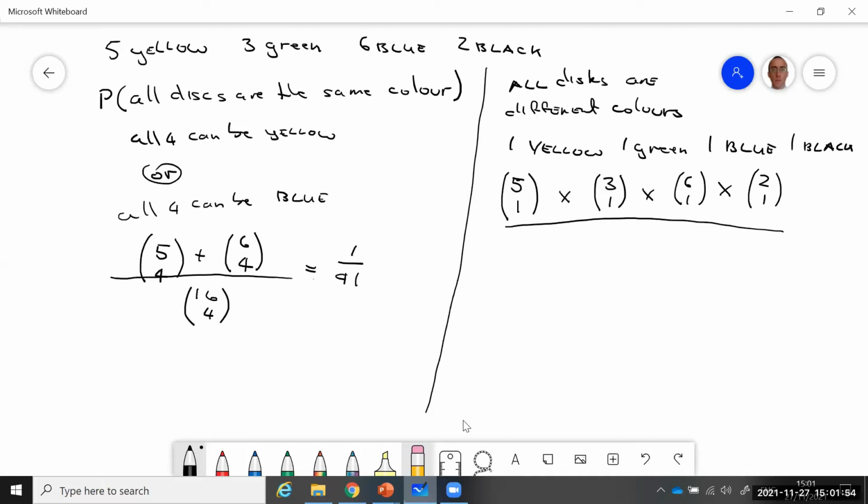So, and all over the total number of ways of choosing 4 things from 16 things, so that would be 16 choose 4. Again, it's the same denominator as the last time. So if you multiply that out, you get 9 over 91. So the probability of picking out 4 disks, and each of the disks are a different color, is 9 over 91, okay?